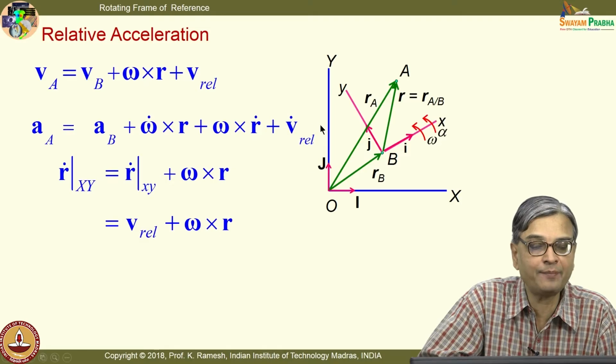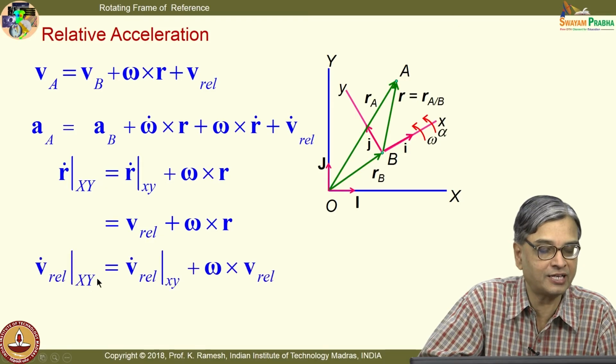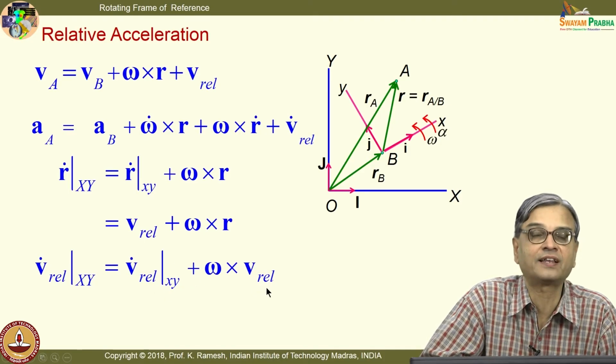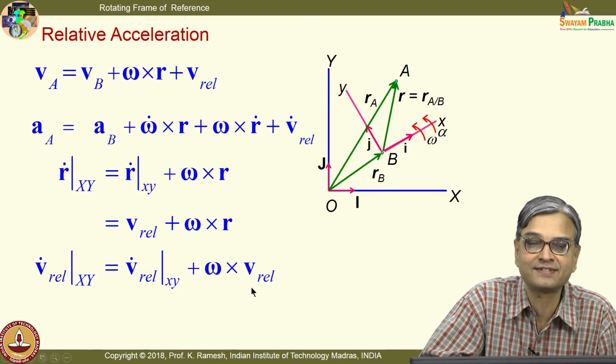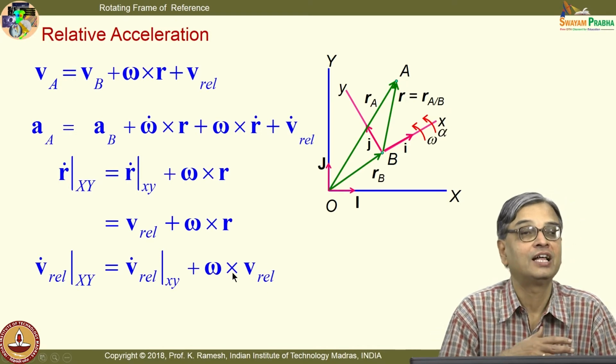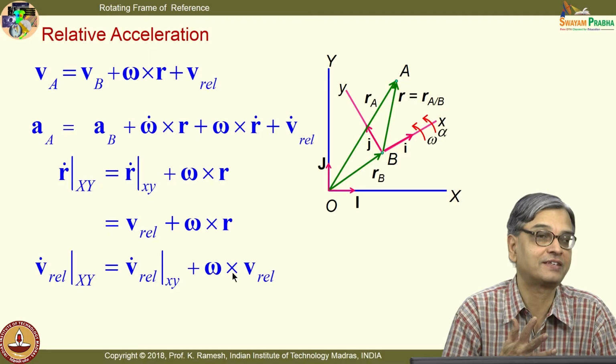Then I have to worry about what is V dot rel. So, if I write V dot rel with respect to capital XY, I will have V dot rel with respect to small xy plus omega cross V rel. You should not forget this. This is very important when you are having a rotating frame of reference.